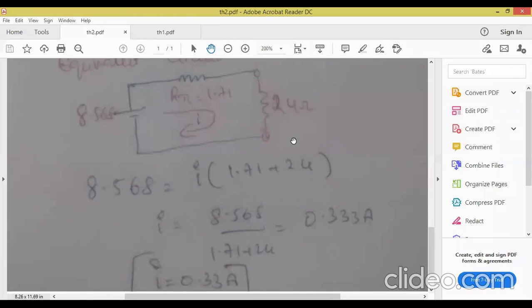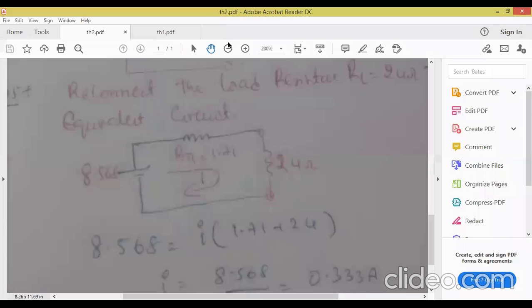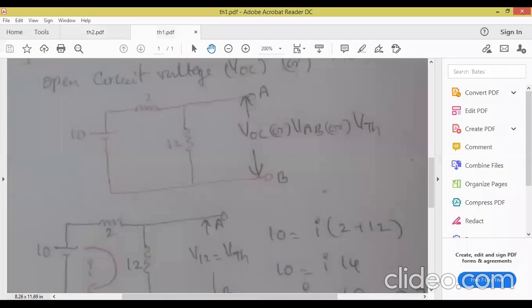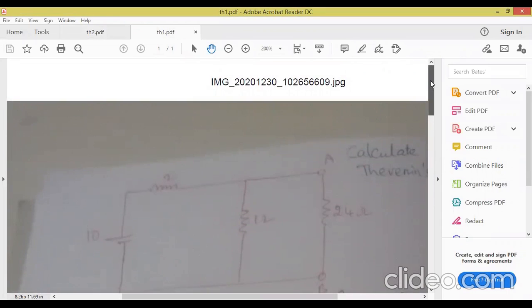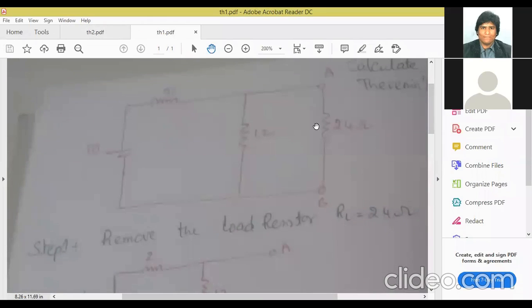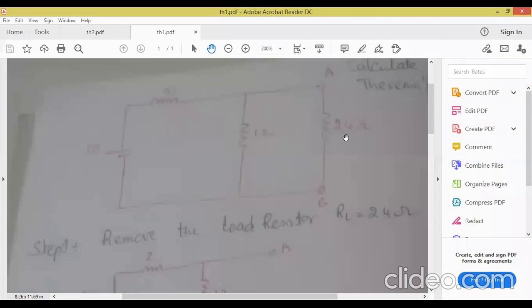Sir, what is the proof means? Yesterday, after the superposition theorem, proof material was also given using nodal analysis. Okay, so what is the current we got flowing through the 24 ohm resistor? All the students, we got the current flowing through the 24 ohm resistor is how much? 0.33 amperes. Now for verification, you do the mesh analysis.